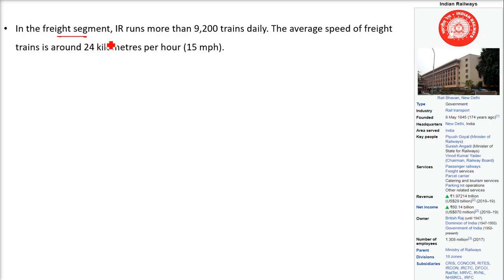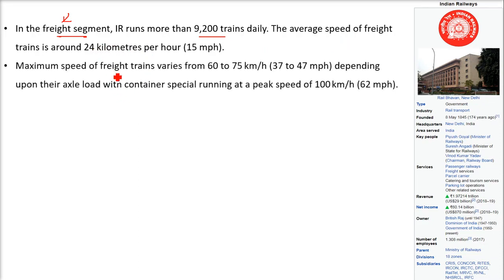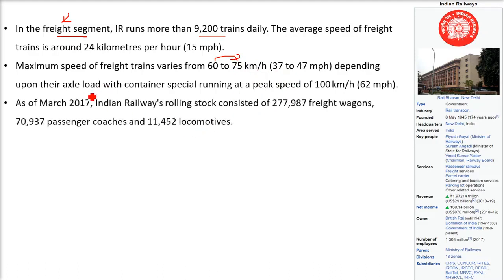When we talk about the transportation of goods, we call it the freight segment. So Indian Railway runs more than 9,200 freight trains, Mal Gadi. The average speed is around 24 km per hour. The maximum speed of freight trains may vary from 60 to 75 kilometers. It depends on various aspects.